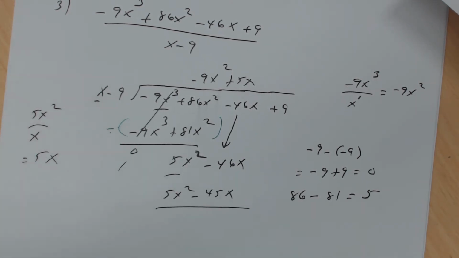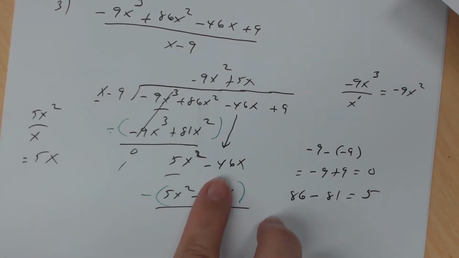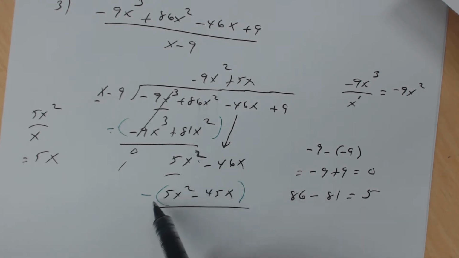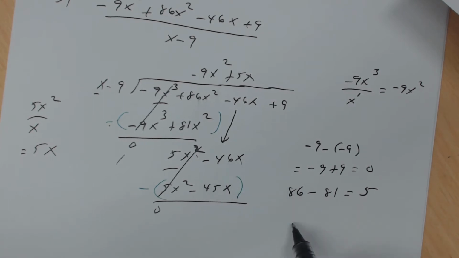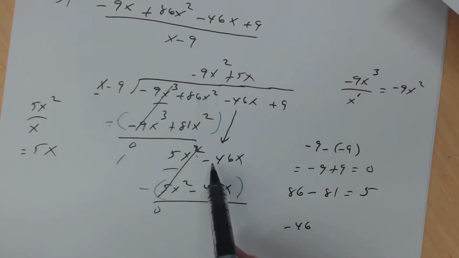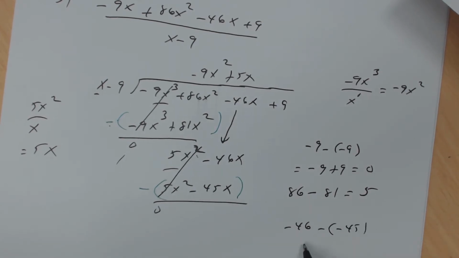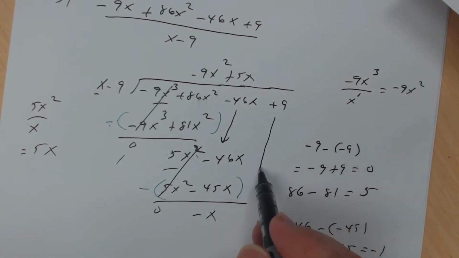And now you're going to subtract. You'll subtract this polynomial from this one. So 5x squared subtract 5x squared is 0. All right, over here we have a negative 46x, so I'm just putting the coefficient. Negative 46 subtract a negative 45, and that becomes negative 46 plus 45, which is just a negative 1. So that becomes a negative x. So a negative 46x subtract a negative 45x is a negative x. And then bring down the next term.